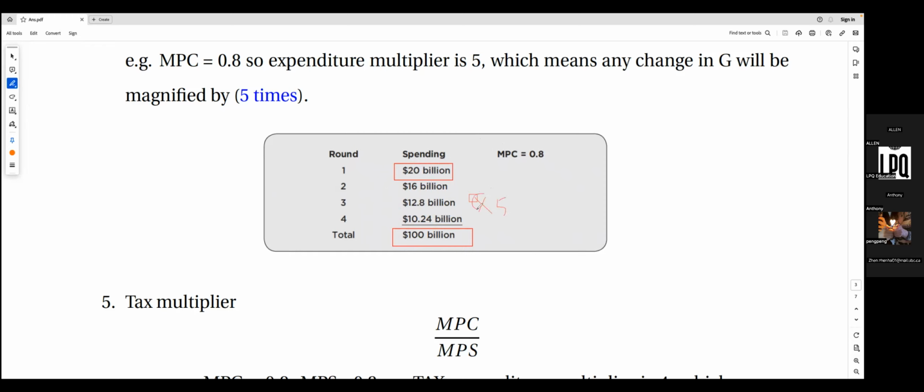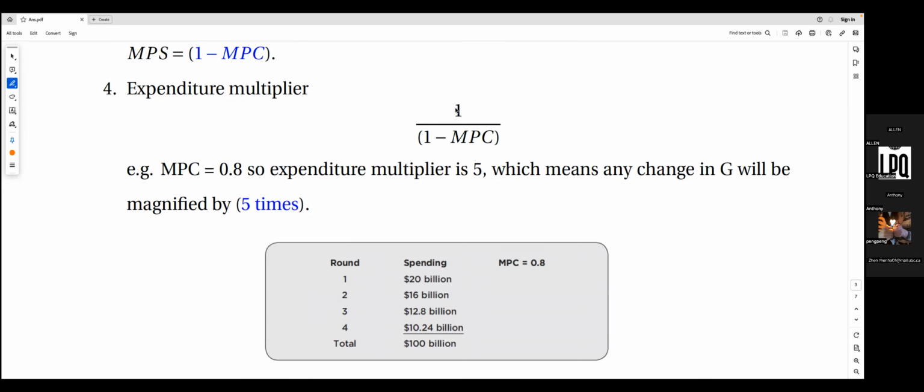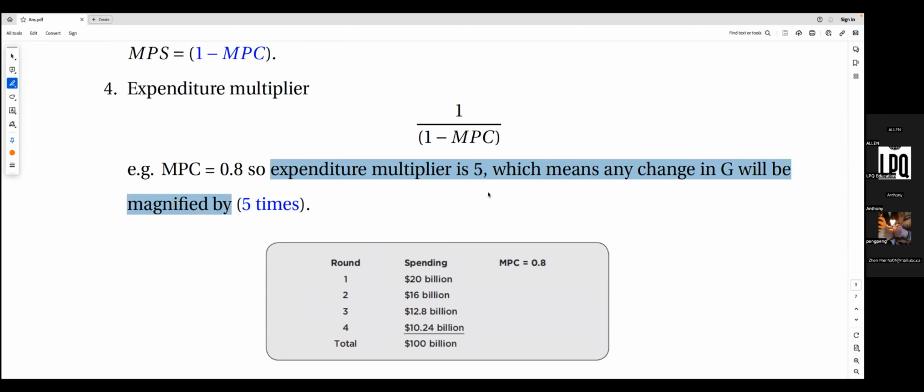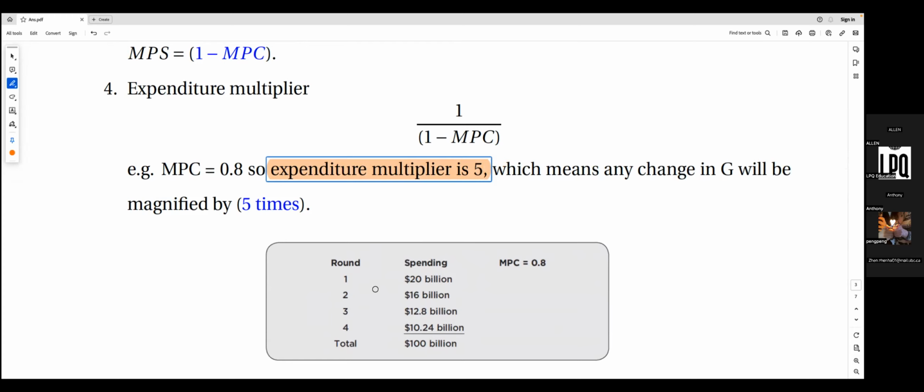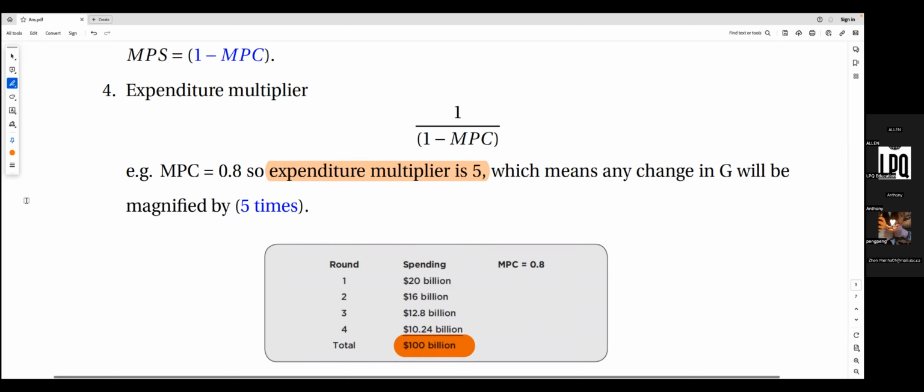And next time, you don't need to make a table like this. Instead, you can directly use the formula to calculate if you know the MPC, and for sure you will know the MPC, it will be given by the question. You just plug the MPC into this formula, and you can easily calculate the expenditure multiplier is 5 here. Then you take the first round expenditure by government, 20, times 5, and you can calculate that the overall GDP will increase by $100 billion. This is the multiplier effect.